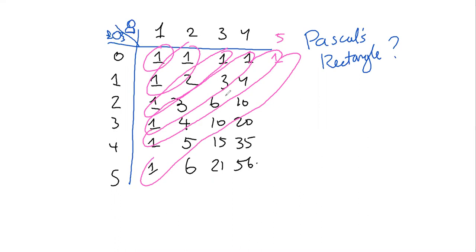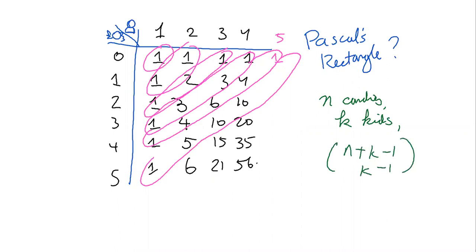So it turns out that with n candies and k kids, the answer turned out to be n plus k minus 1 choose k minus 1. So that's kind of interesting, right? Now, unfortunately, that's not a proof for the reason why. But do not worry, we're getting there. Does that make sense?